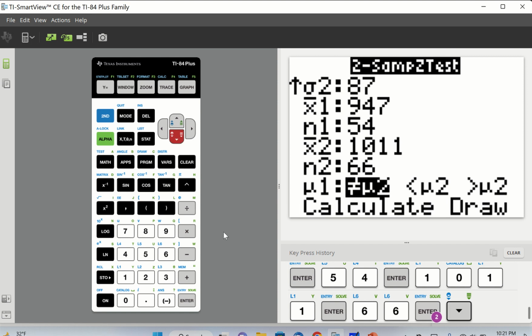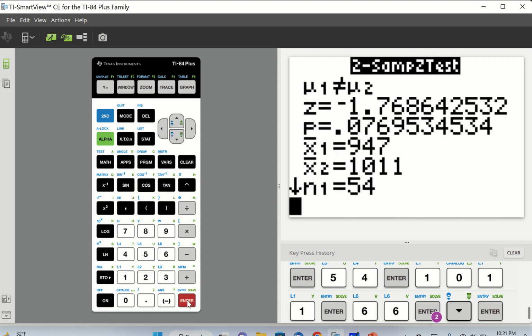You come down and hit calculate and you'll get the results screen for the two-sample z-test. You get the z-score for the difference and the probability, the p-value for it, which is 0.077 if you round it to 3 digits. It will also give you the values that you had entered into the calculator, so you can double check to make sure those are correct as well.